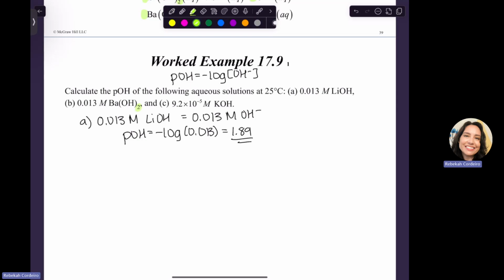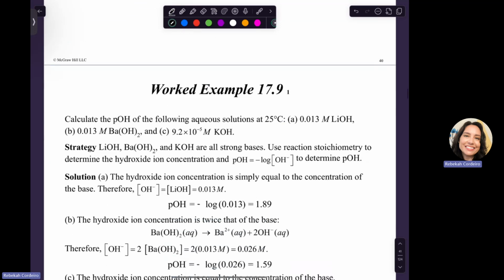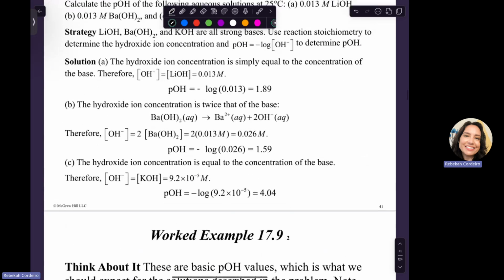Remember for B though, there's a 2 there. So if you try B and C, hopefully you were able to recognize you needed to double the concentration for that barium hydroxide, because there are 2 of the hydroxides. So we should get a pH of 1.59. And for part C, you should get a pH of 4.04.